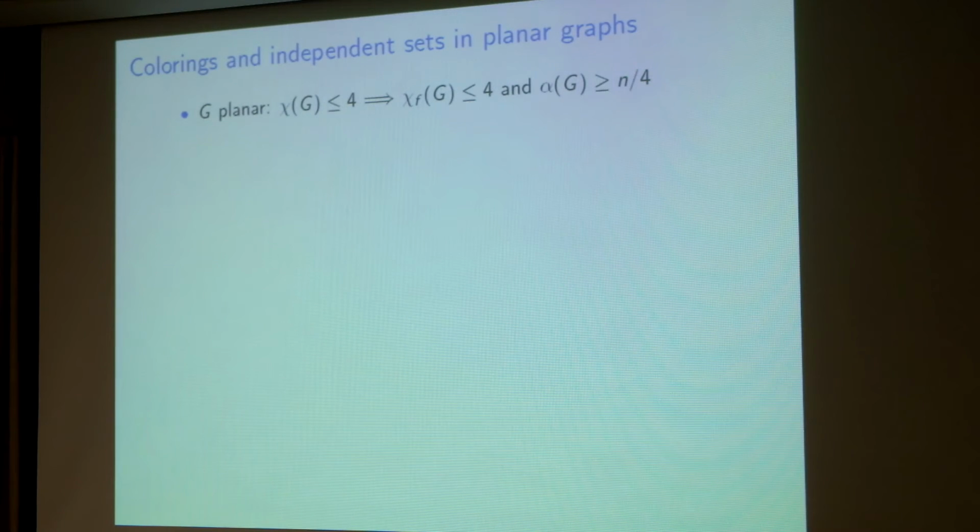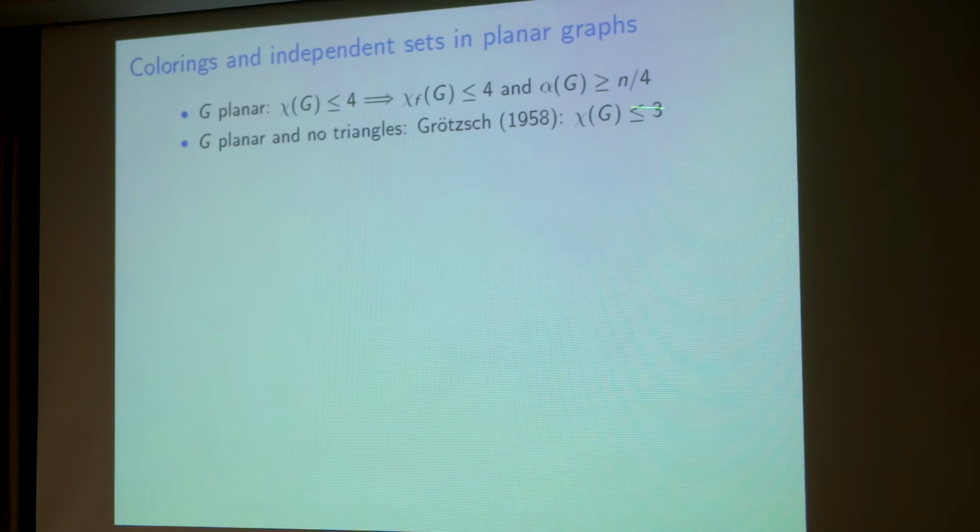Okay. So let me now move back to this business between graph colorings and independent sets. As I said, the four-color theorem says that whenever I have a planar graph, then its fractional chromatic number is at most 4, and the independence number is at least n over 4. But there is another theorem about coloring planar graphs, which got quite famous, namely the Grötzsch theorem, which says that if I have a planar graph but there is no triangle, then in the ordinary chromatic number I can save 1 more. So such graphs are actually 3-colorable.